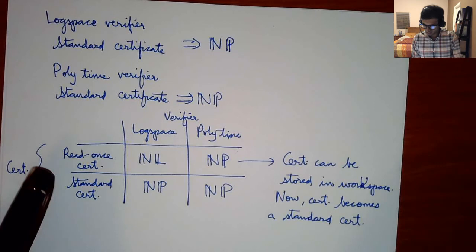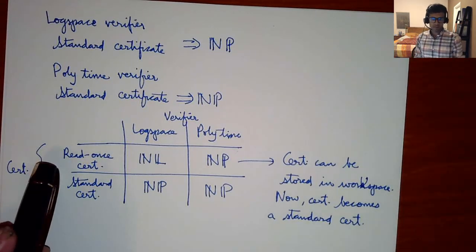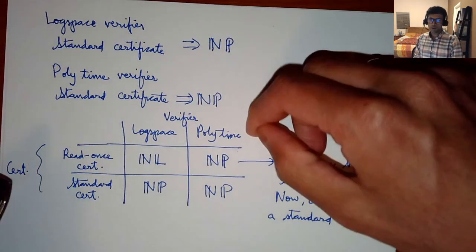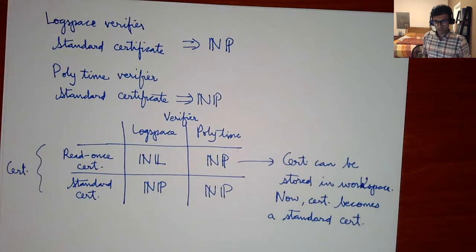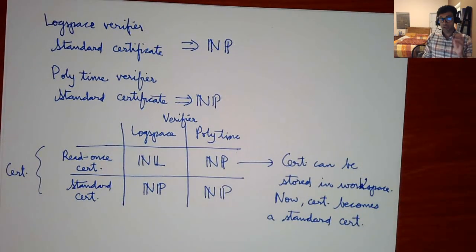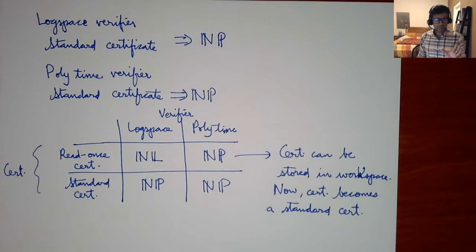So the fact that it's read once is not a restriction for a polynomial time machine because it has enough space. It is only a restriction for a log space machine, because a log space machine cannot afford to store the certificate. So hopefully this picture makes sense. Please ask me any questions. Let me pause here and I'll take any questions that you have about this before I tell you the proof of this theorem, which, as I said, is not very complicated.